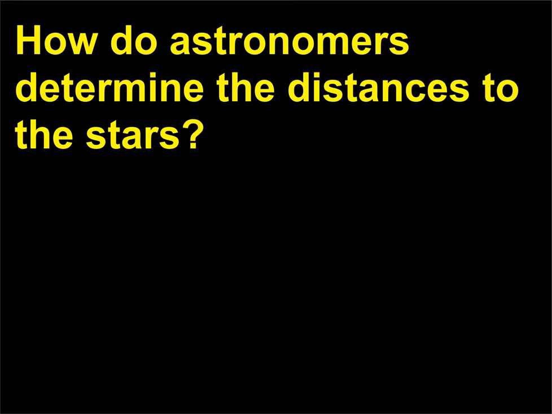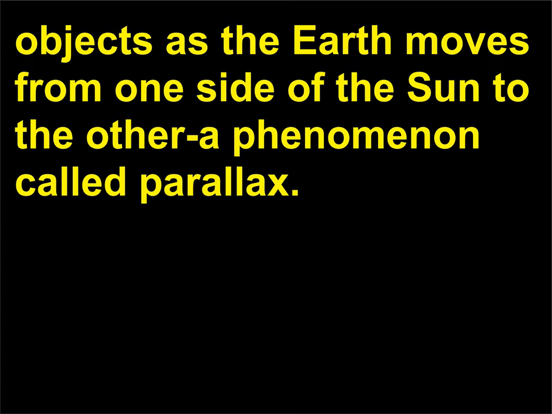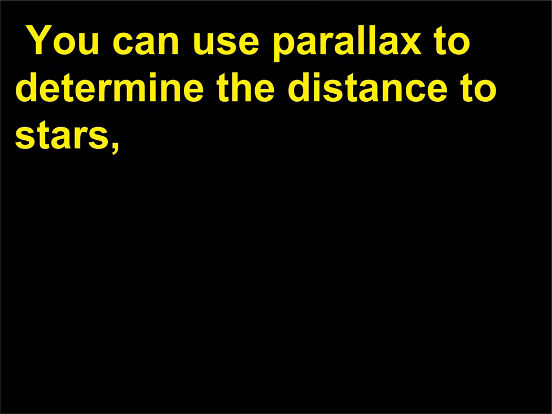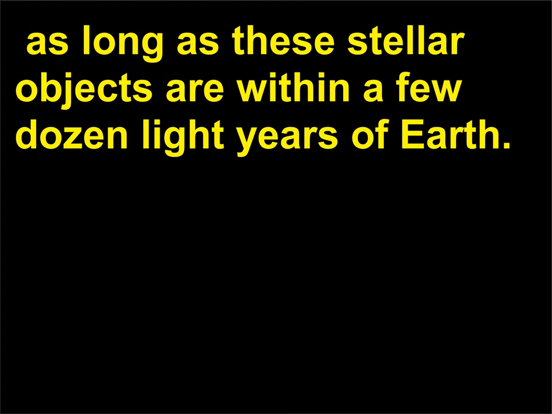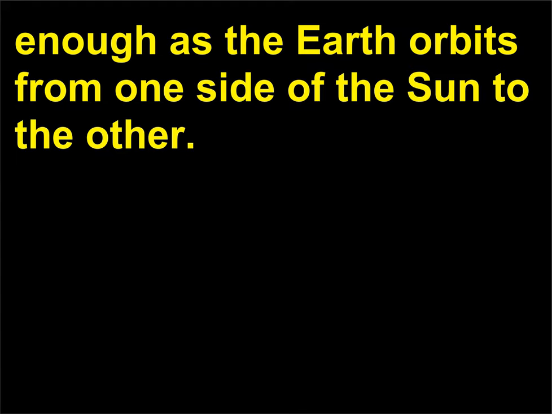How do astronomers determine the distances to the stars? Relatively nearby objects beyond the solar system appear to shift position relative to more distant objects as the Earth moves from one side of the Sun to the other, a phenomenon called parallax. You can use parallax to determine the distance to stars, as long as these stellar objects are within a few dozen light years of Earth. More distant objects in the sky do not change their position enough as the Earth orbits from one side of the Sun to the other.